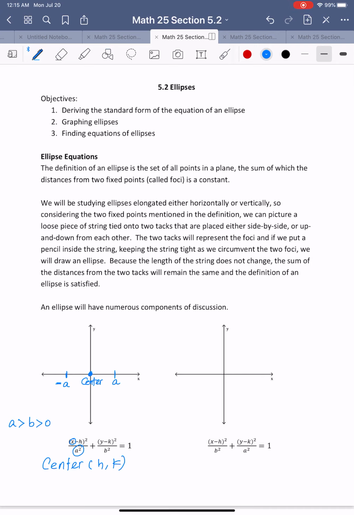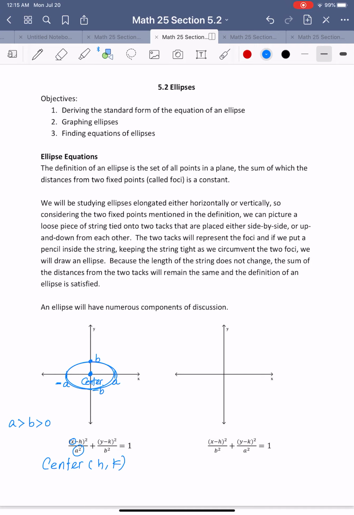So B is on the vertical axis, which is right here. This is B, and B is the same distance from the center too. If you put them together, you get this nice ellipse shape, the oval shape. The oval shape we call the ellipse.